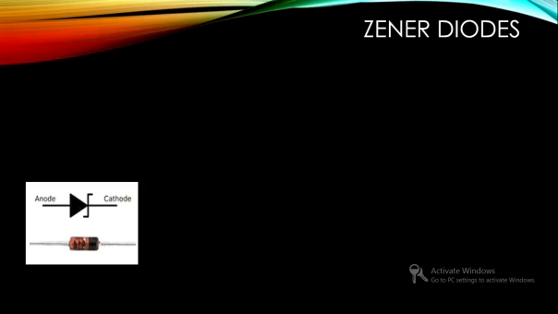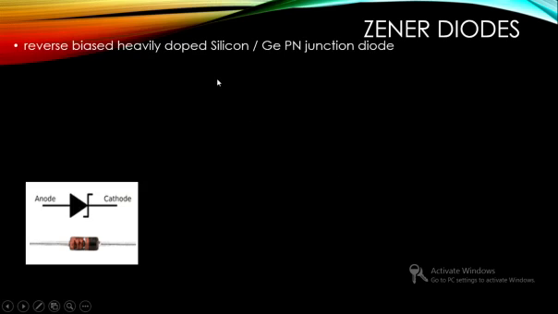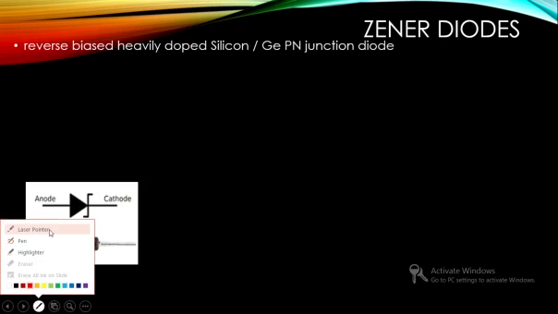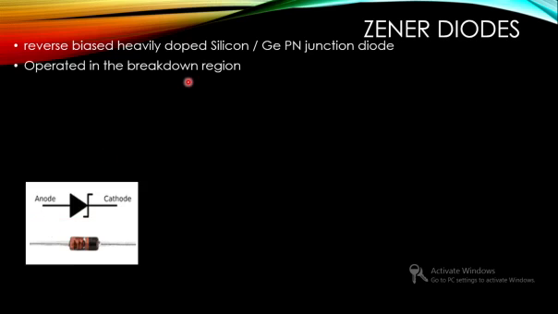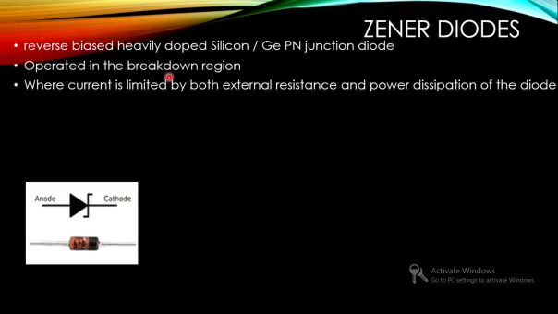So Zener diodes are those diodes which are heavily doped silicon or germanium p-n junction diodes, and usually they are used in a reverse biased mode. So they will be operating in the breakdown region in the reverse characteristics, where the current is limited by both external resistance and the power dissipation of the diode.